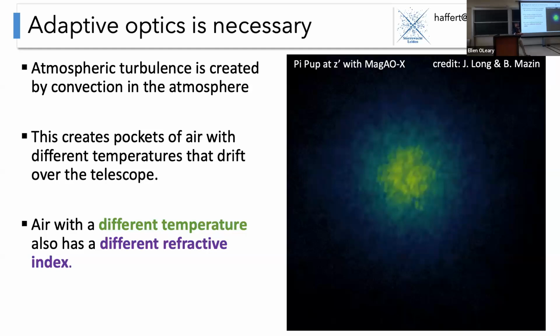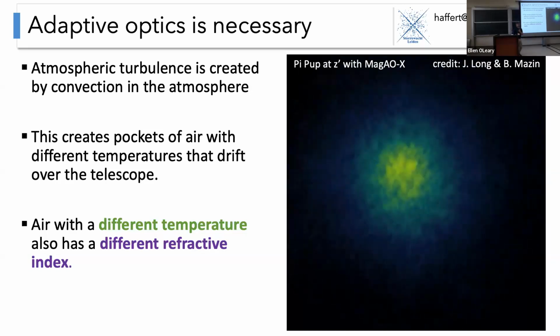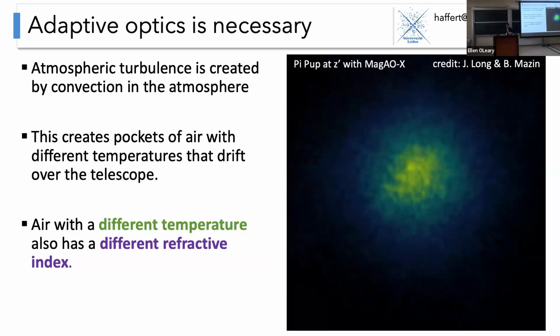And if you have a different temperature, that means you have a different refractive index. And if you have a different refractive index, then you have a different wavefront aberration. So that's the fundamental thing that causes atmospheric seeing. It's temperature differences throughout the air, and also spatially varying temperature. And then it creates images you can see here on the right, which is Pi Up observed with MagAO-X in just natural seeing. You might not notice it, but there's actually a companion star in this image. If you're very well trained, you might be seeing it, but it's difficult.